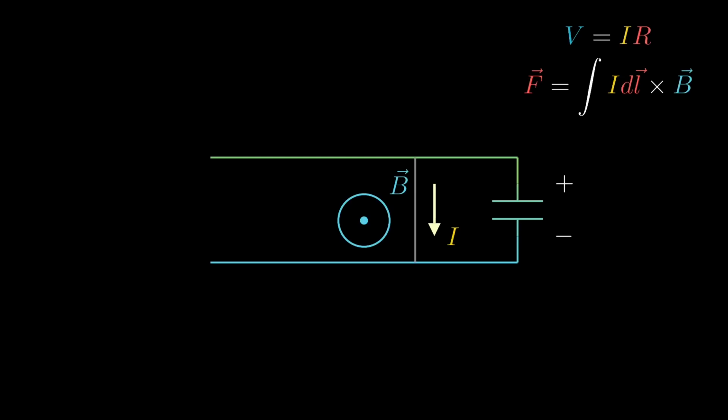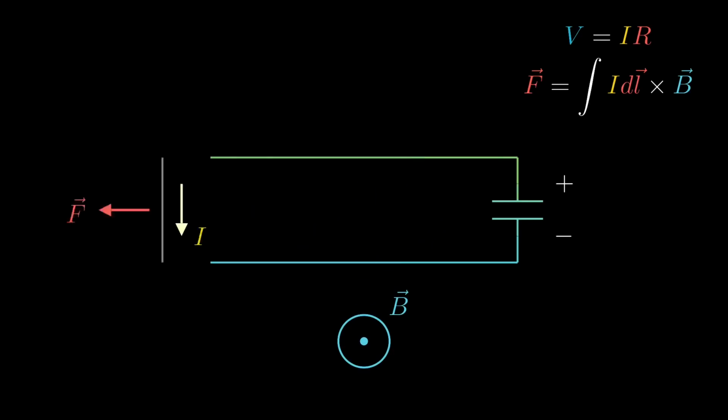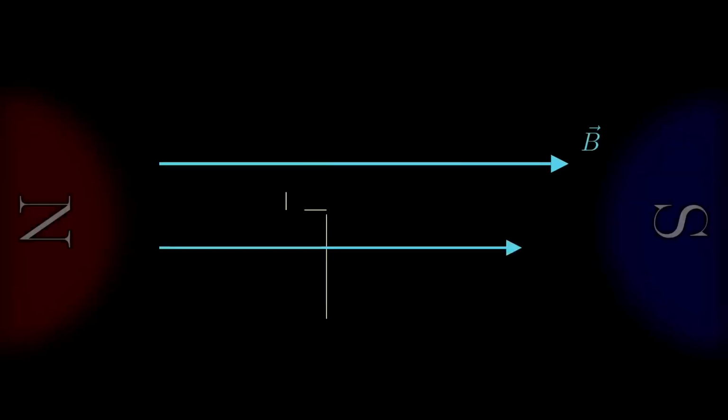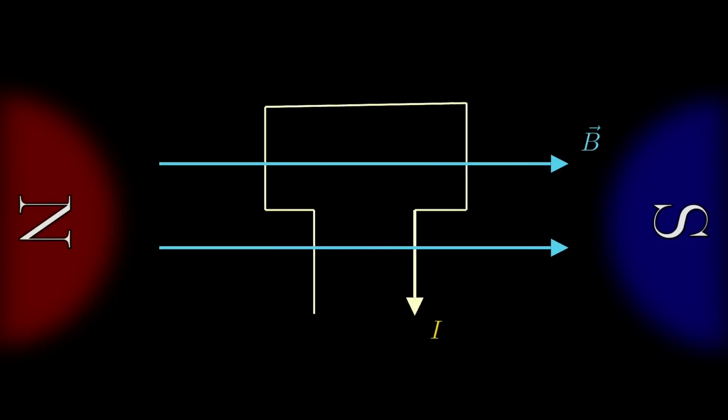So this large current, I, times dl cross B, will then act as a large force to the left. And what we'll get is that the metal piece gets very quickly accelerated to the left. For one last example, let's put a loop of current inside a magnetic field, like this.